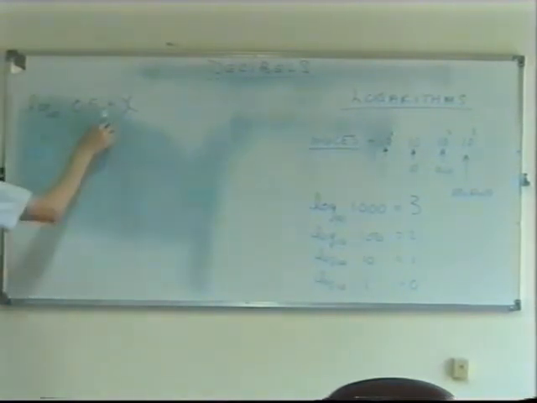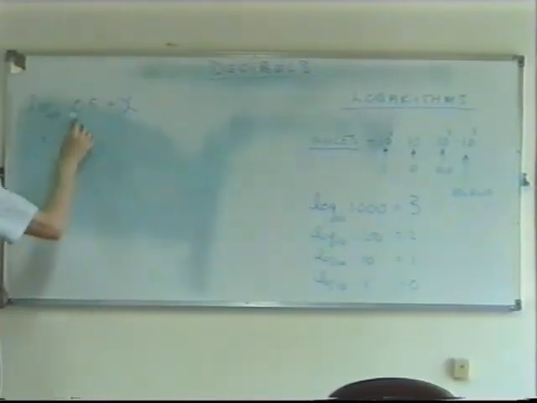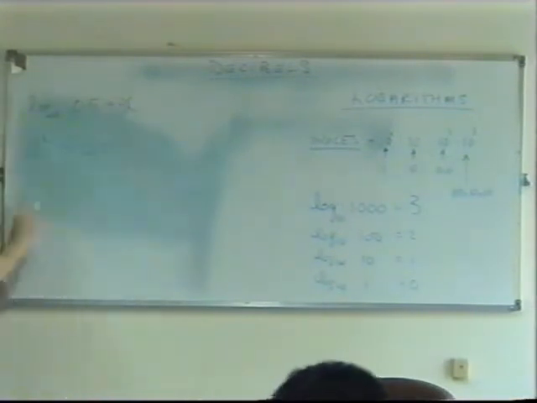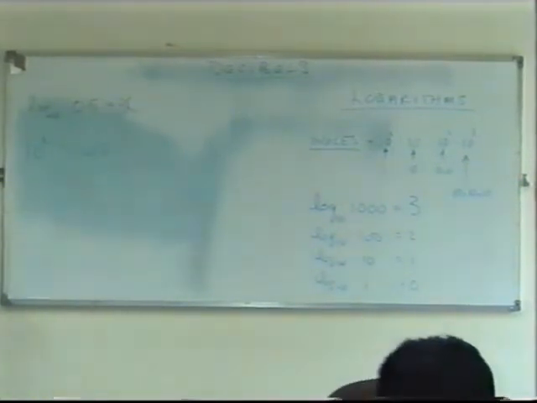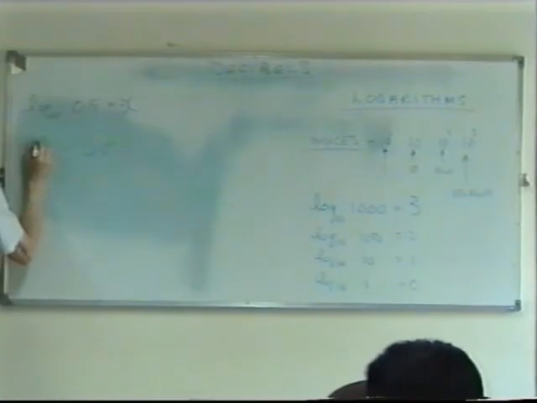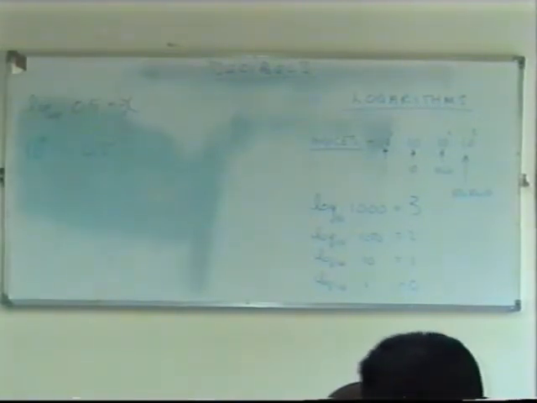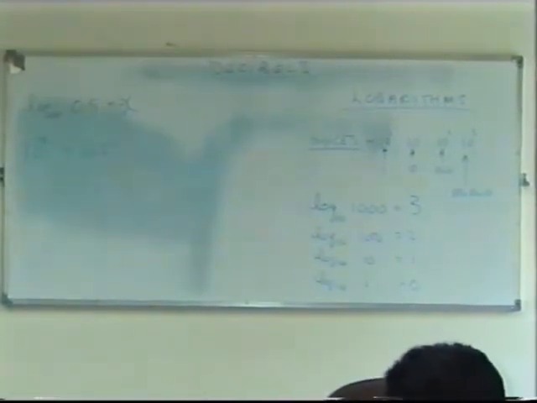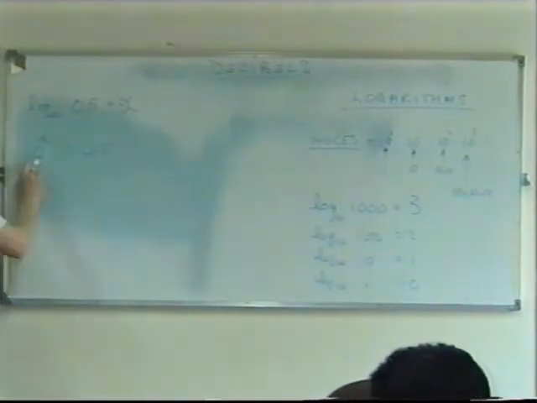But in fact, because this number is less than 1, x itself would be a negative number. So it's like 10 to the minus x, which is 1 divided by 10 to the power x, or whatever it is, equal to 0.5.